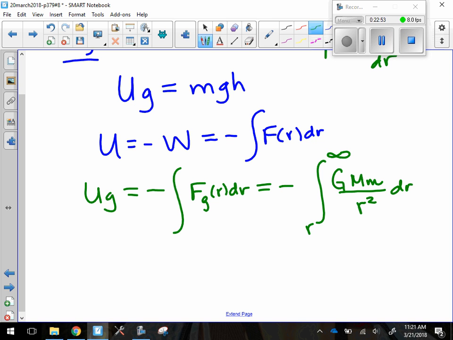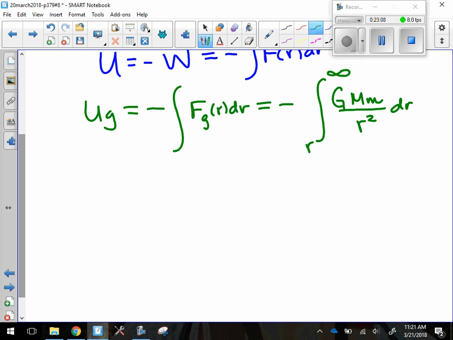Well, because when my objects are separated by infinity, what's the force between them going to be? Infinitesimally small, and so infinitesimally small that we will make it 0. So you can solve this integral. This is easy, right? I can pull out my negative GMm. I've just got my integral from r to infinity of dr over r squared, which, to make your lives easier, I'm actually going to write as r to the negative 2 dr.